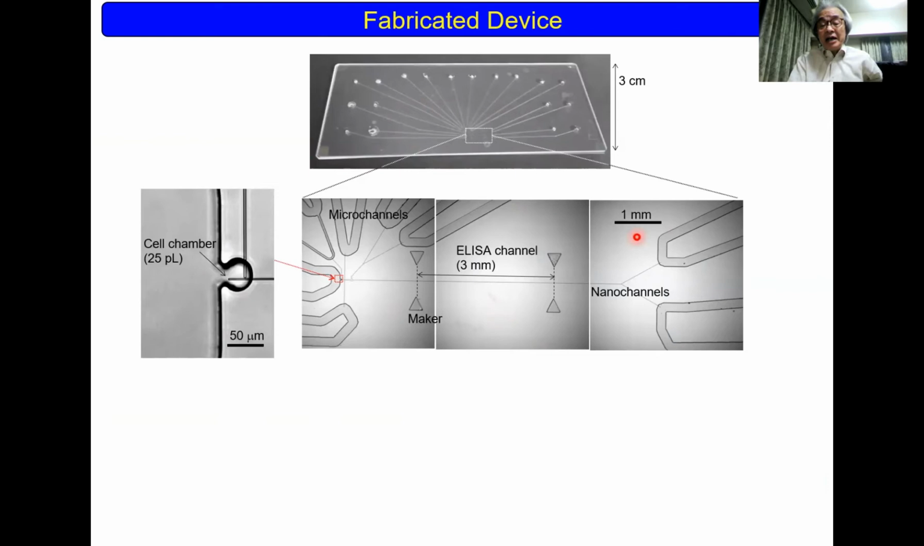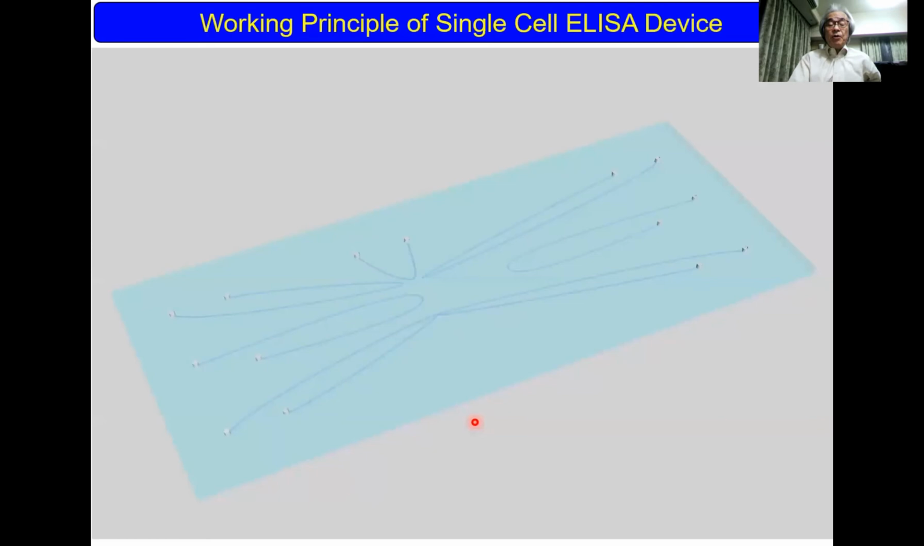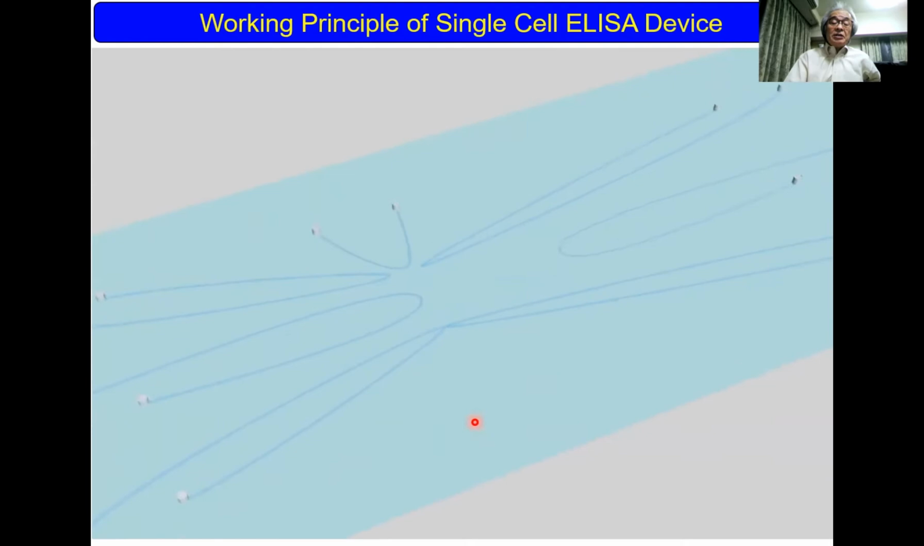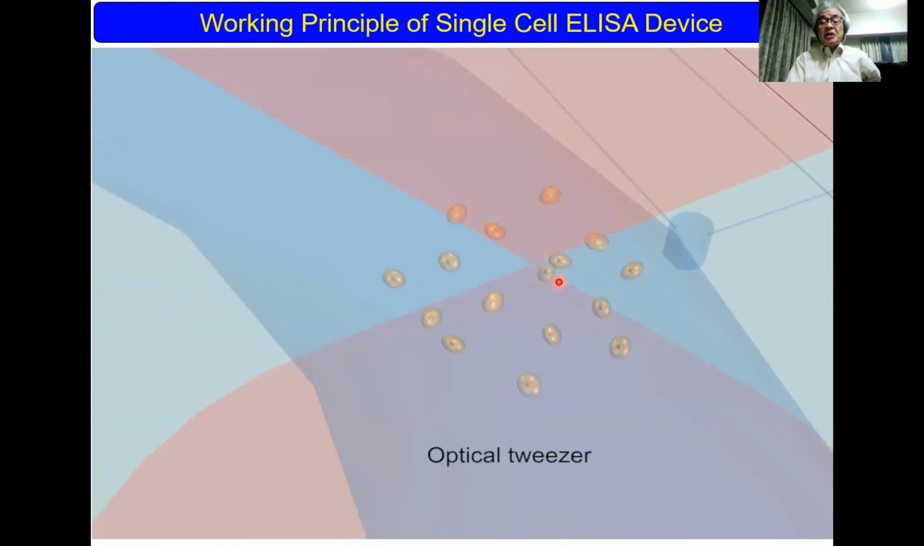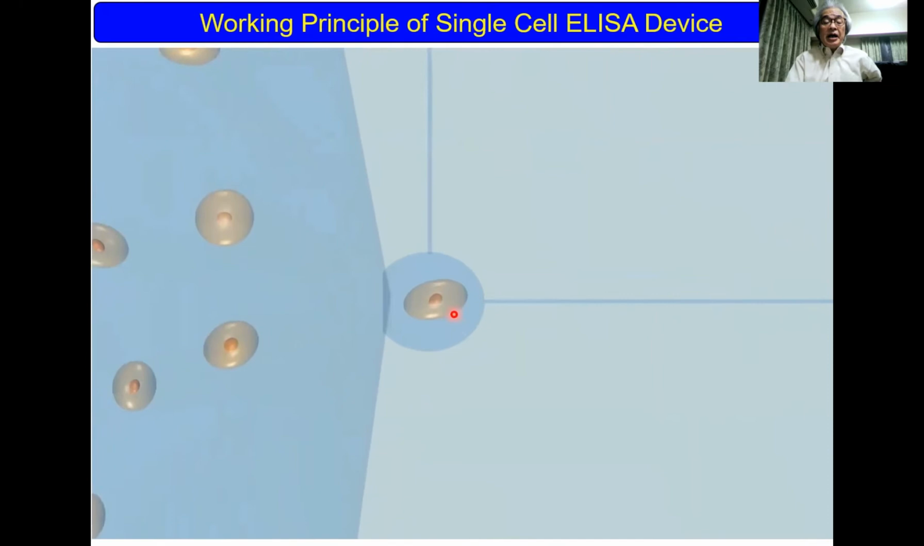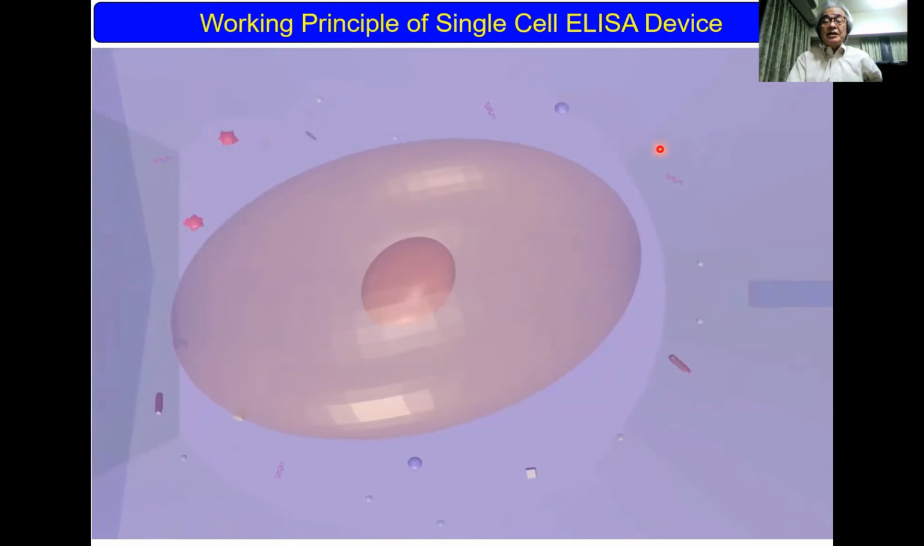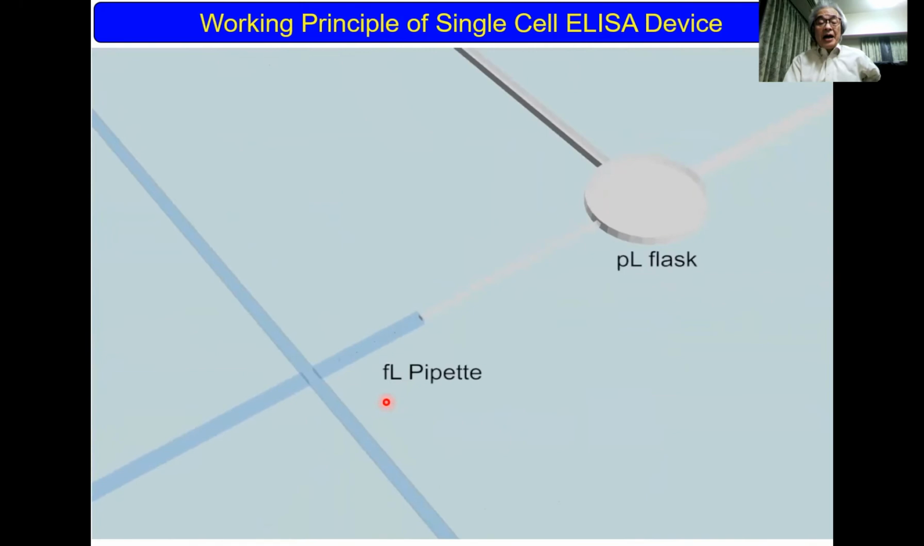And then it's very complicated to explain the working principle. I'd like to use some animation. This one is microfluidics channel, and the cell is picked up by optical tweezer. And this is a target single cell. And we stimulated the target cell by stimulant like this way. And then also the released cytokine is sampled by the femtoliter pipette. And then it's moved to the picoliter flask like this way.